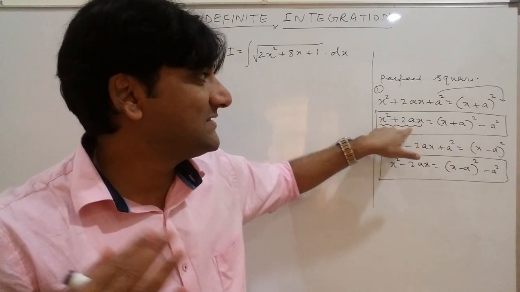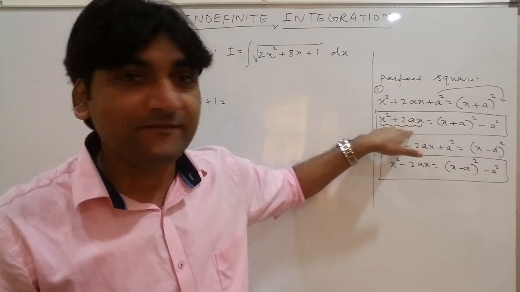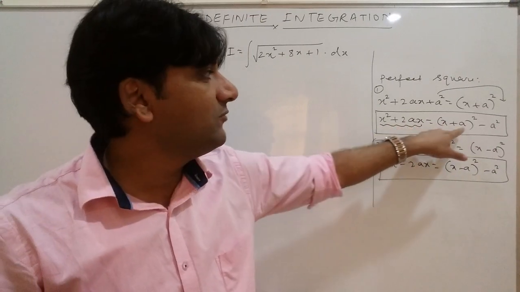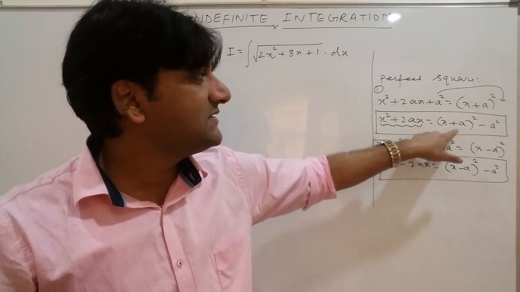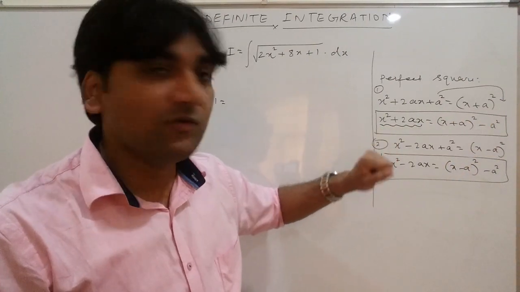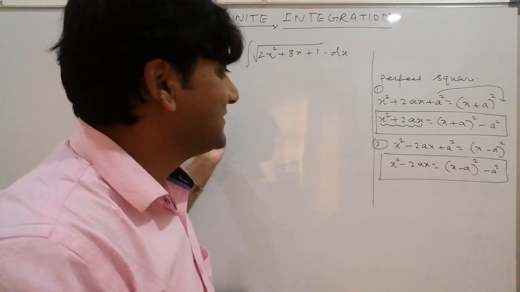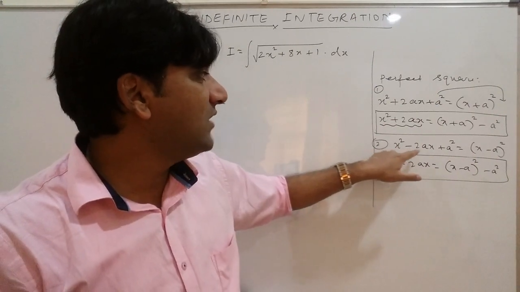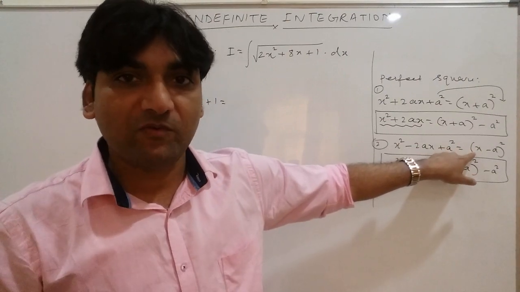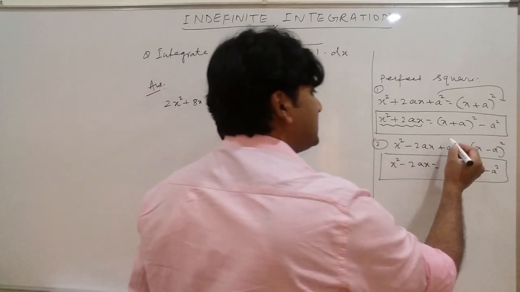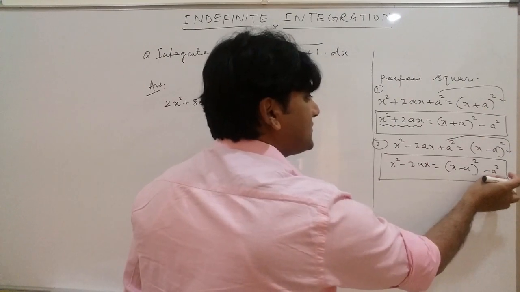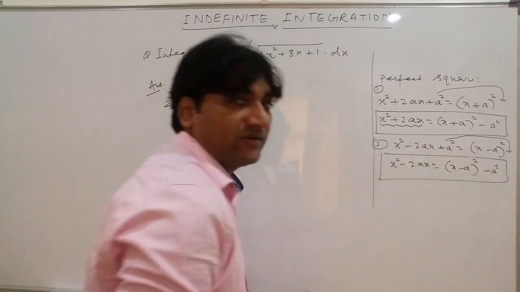Like if the x coefficient is 10, like 2a is 10, then it will be 5. If the x coefficient is 7, then it will be 7 over 2. So x plus 7 over 2 whole square minus 7 over 2 whole square. You will understand more when I do this example. Now x square minus 2ax plus a square is x minus a whole square, right? Now again you can take this a square to the right side, then it will be minus a square, x minus a whole square minus a square you got.